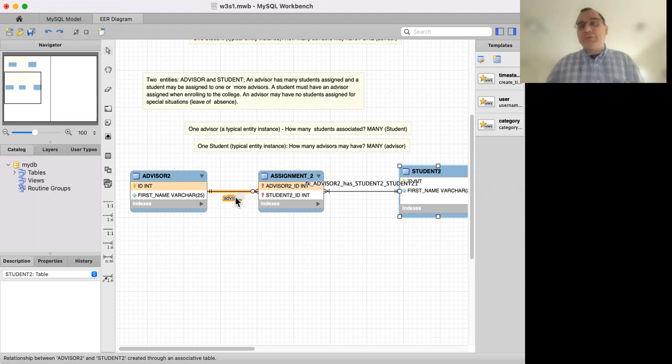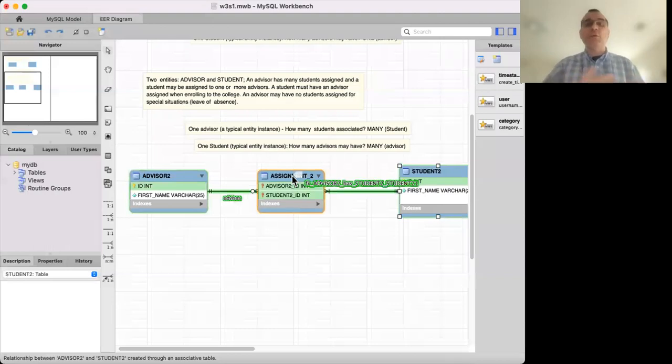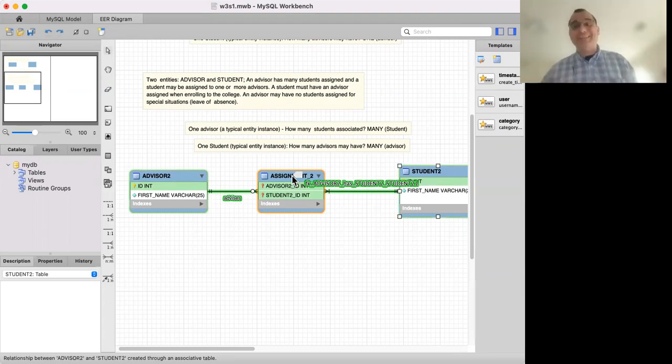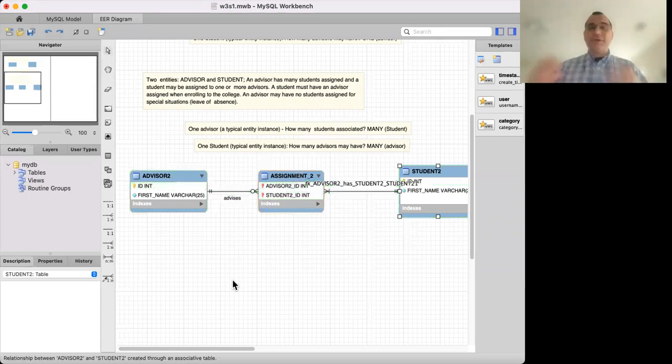It would make no sense because the assignment is between an advisor and the student. Sure, it makes no sense to have an assignment entity if I don't have the advisor entity. So to exist, this assignment entity really requires the advisor entity to exist. That's why it's strong. I cannot delete that relationship without losing entities. That's one interpretation of the idea of a strong relationship. Okay, so we decided that.